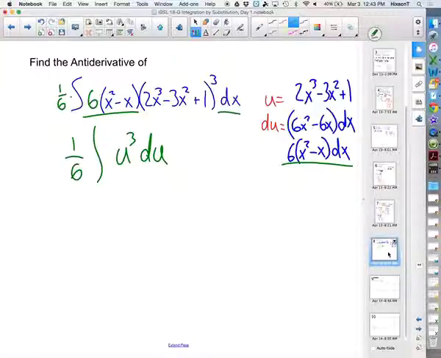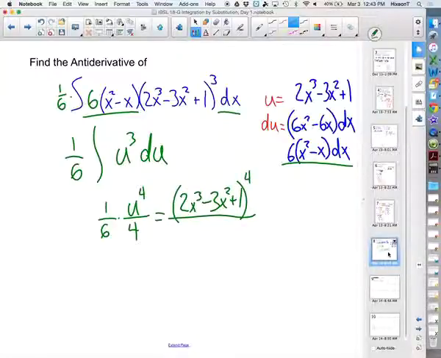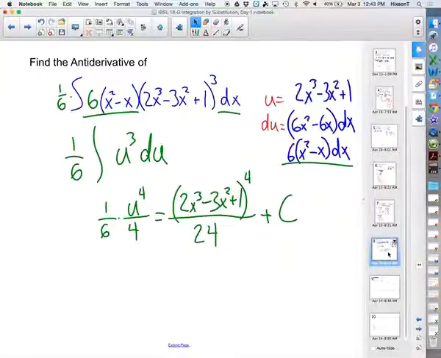Alright. So we have 1/6 u to the 4th over 4. So now we put u back in: (2x cubed minus 3x squared plus 1) to the 4th, over 24, plus c. And that's it. That's our u substitution.